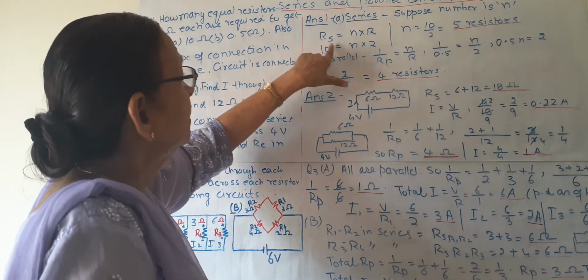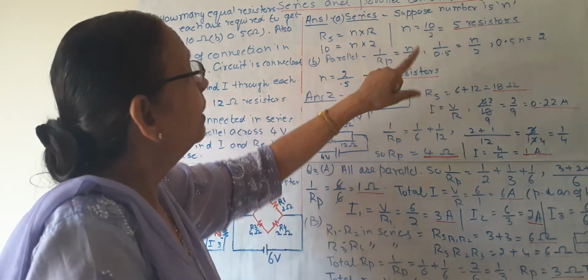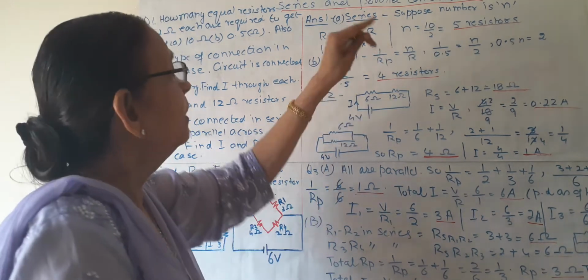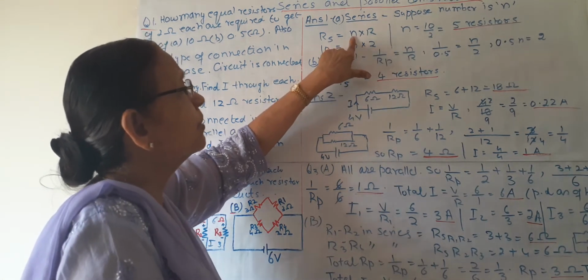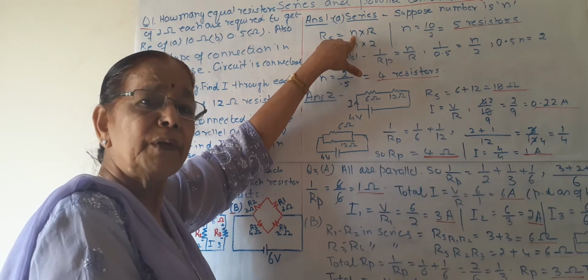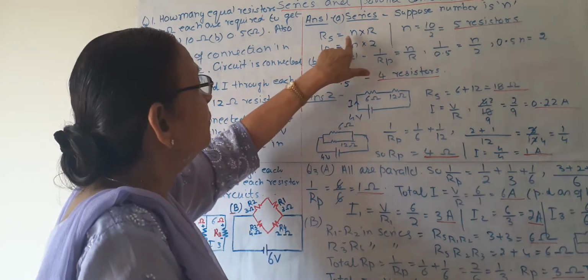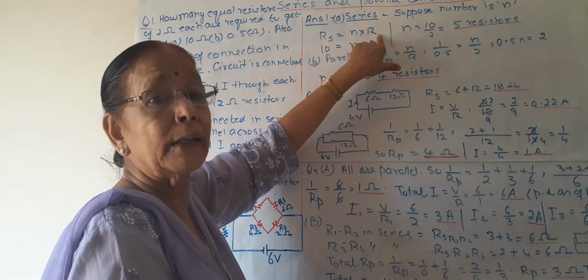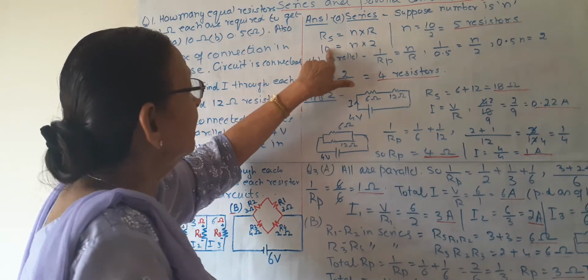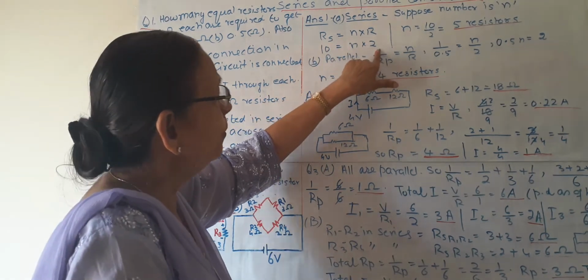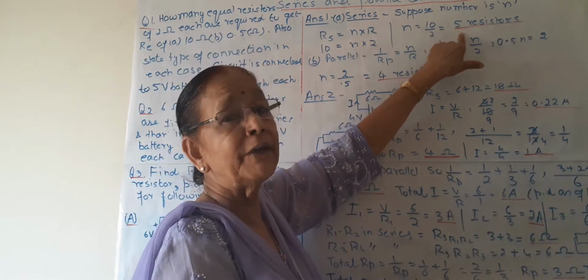I have written total resistance in series. It should be R1 plus R2 plus R3. We don't know the number of resistors, so suppose the number of resistors is N. So it is simply R1 plus R2 plus R3, so we will write N into R, R N times. RS is given as 10. So 10 is equal to N into 2, or N is equal to 10 by 2, or 5 resistors.